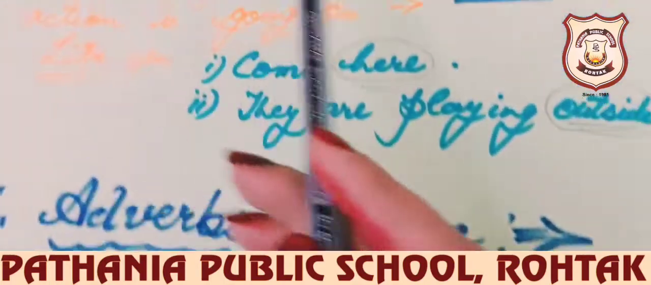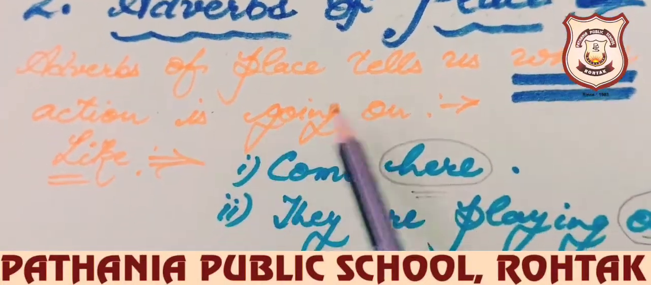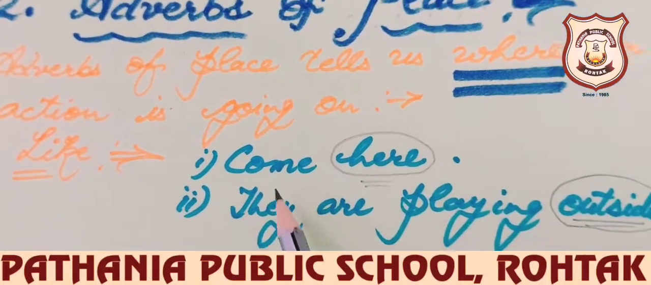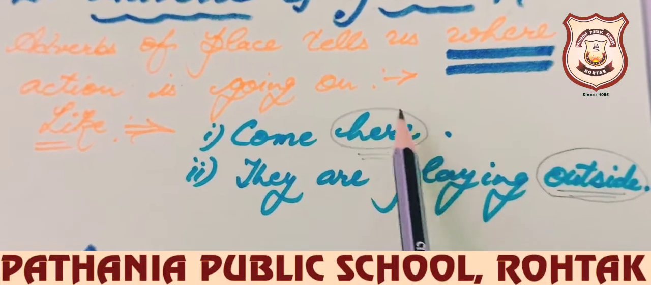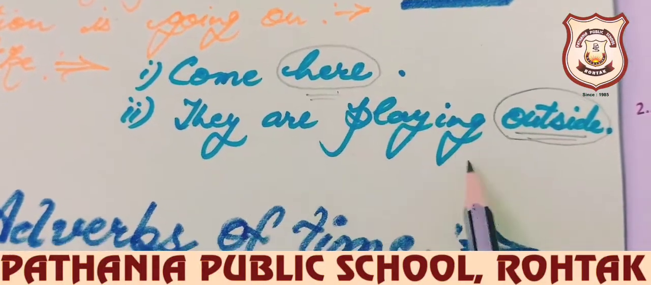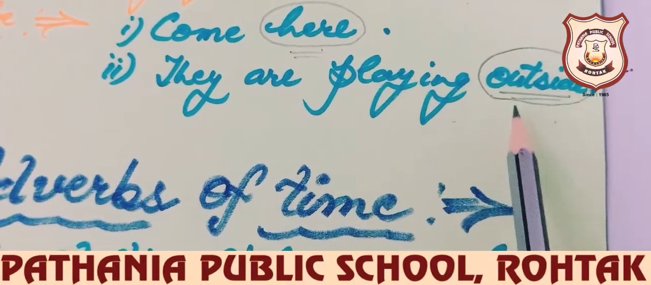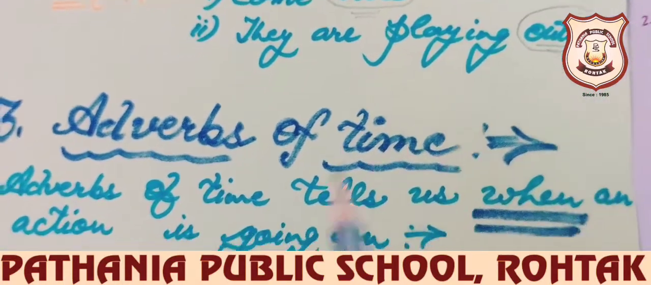Our second kind is adverbs of place. Adverbs of place tell us where an action is going on. Come here. Where? Here. So here is our adverb of place. They are playing outside. Where are they playing? Outside. So outside is an example of adverbs of place.